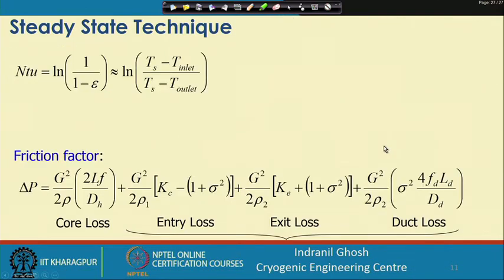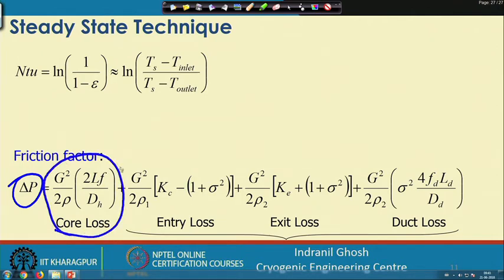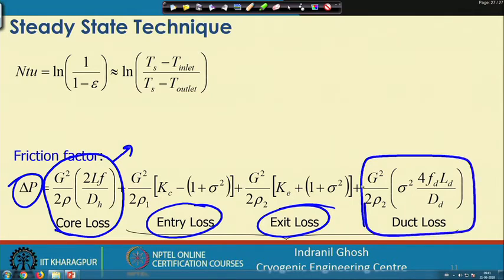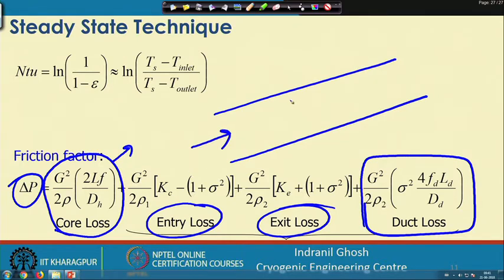In the same way, we measure the inlet and exit pressure drop, and from this differential pressure measurement we can correlate it to the different losses. Here we have the core friction part, then the entry and exit loss, as we discussed earlier during the plate fin heat exchanger pressure drop calculation, and the duct loss.